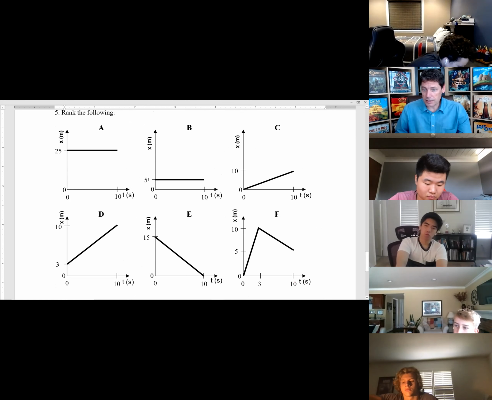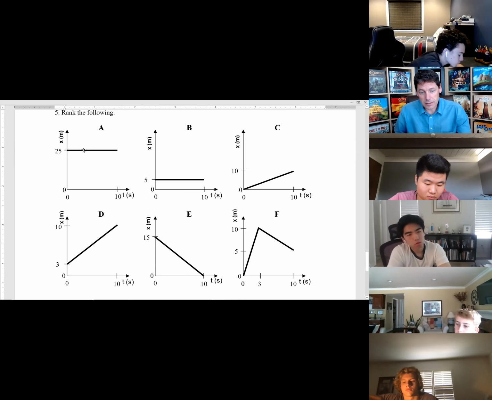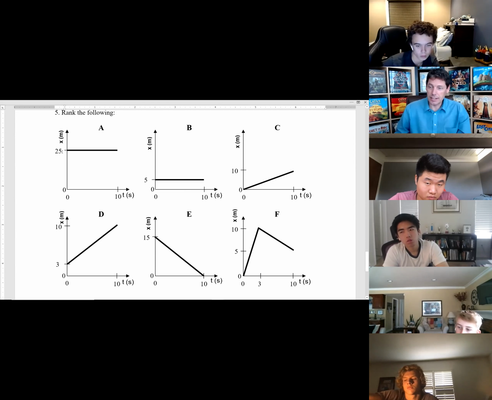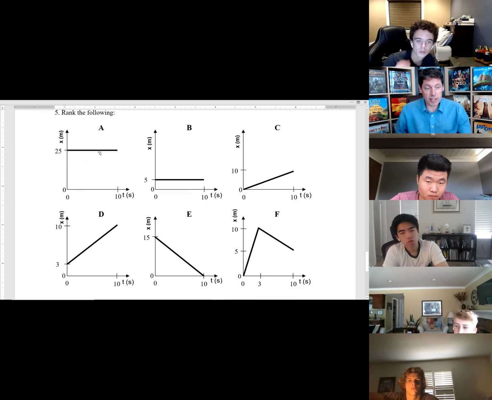Atticus, what would you say is the speed for sample A? 2.5 meters per second. No, it's staying at 25 meters. Oh, sorry. So 0. Yes, good. So it's going to be 0 meters per second because it's just staying in that position. So in this case, the speed and the velocity end up being the same. It was 0 velocity. It's also 0 speed.